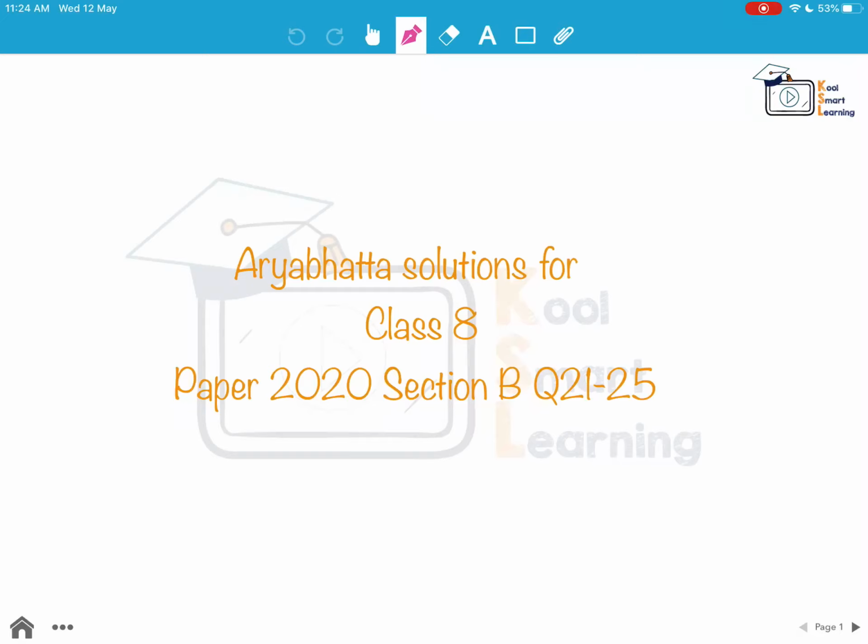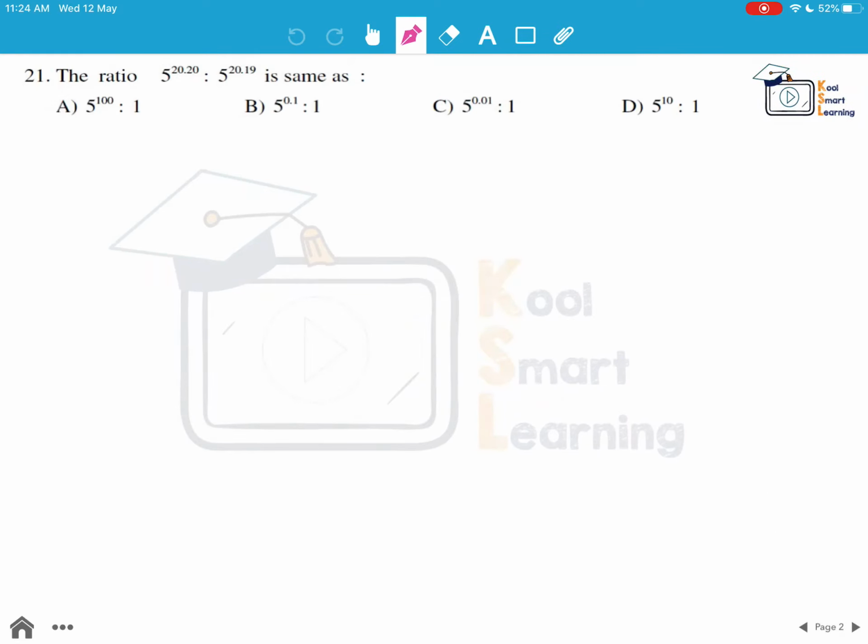Hello friends, in this session we are going to discuss question 21 to 25 of class 8 Aryabhatta paper 2020 section B. So let's look at this question. The ratio of 5 raised to power 20.20 is to 5 raised to power 20.19 is same as. So what we have to find out is the ratio of this in the simplified format out of the given options.